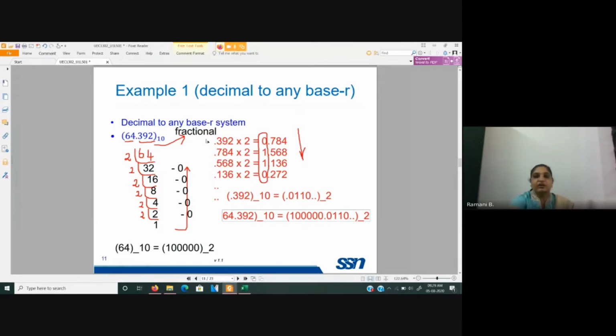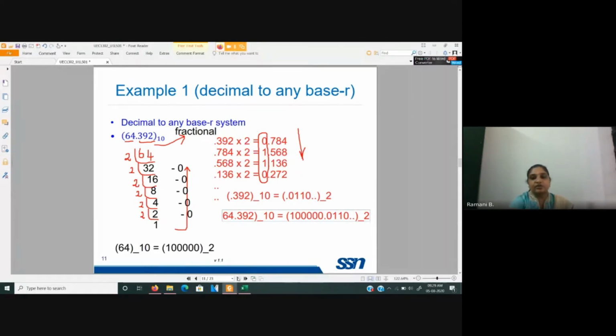So if you are going to do it directly, to find the octal equivalent for this particular 64.392, you will divide 64 by 8 and successively divide the quotients and write the remainders for the integer part, and instead of multiplying the fractional part by 2, you will multiply it by 8. That will be the difference. The same you will do with 16. That way you could do it.